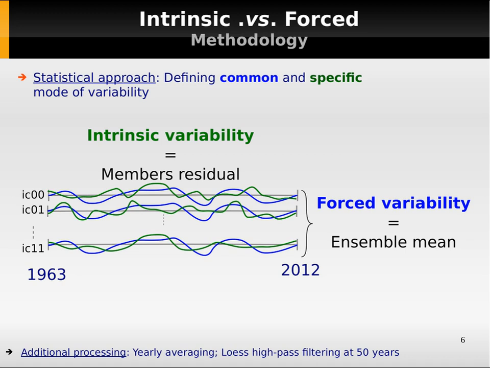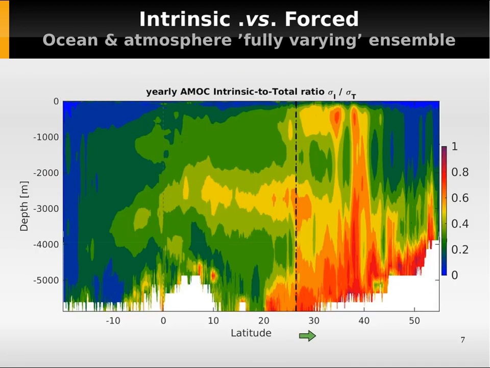Now, similarly to what Guillaume Serazin and collaborators have done for the sea level anomaly, we compute here an intrinsic to total ratio map for the AMOC. So we have the same color code. Blue is no contribution of the intrinsic variability. Red and purple, very high contribution. So the signal of intrinsic variability is mainly confined at depth and north of 20 north.